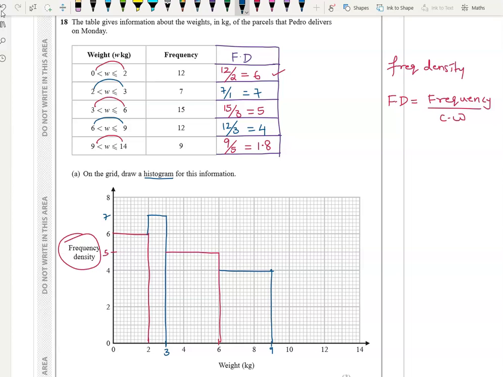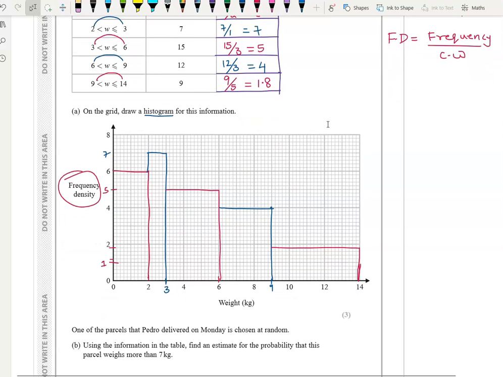Okay, and the last one, from 9 to 14, it is 1.8. This is 1, so each line is 0.2. It is increasing by 0.2, then next is 0.4, so 1.8 will be a line below 2, so this is 1.8 for the group 9 to 14. And with this we complete our histogram.